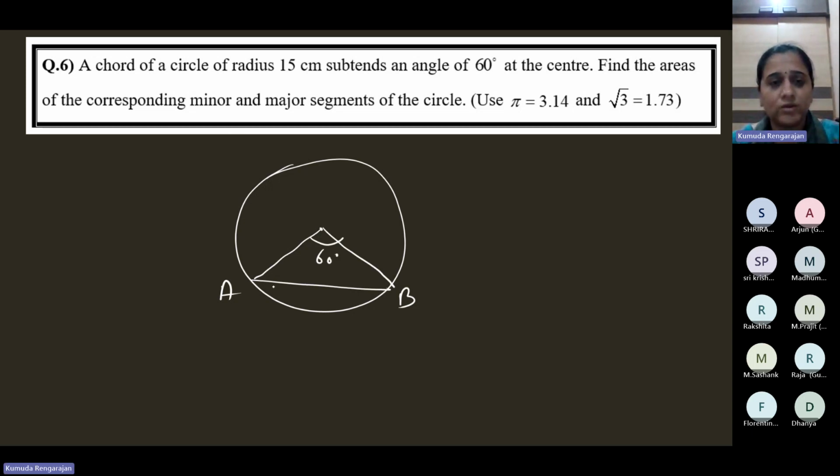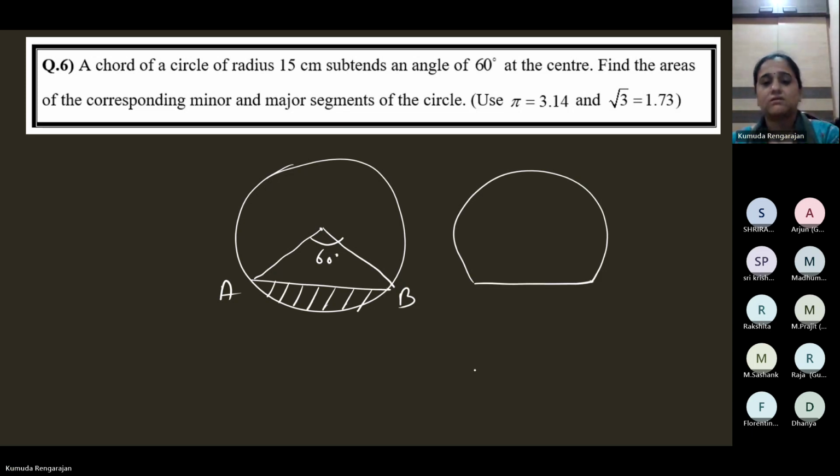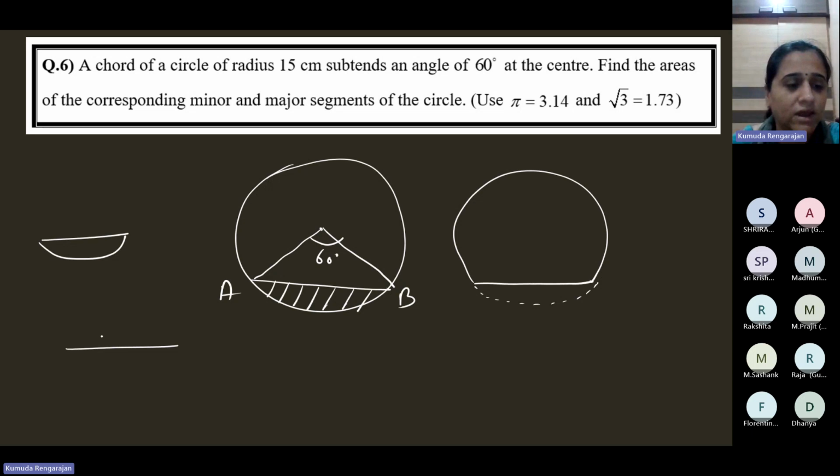So we need to find the area of this segment, which is the minor segment, and the area of this segment, which is the major segment. This is the minor segment. The rest of it is the major segment. Segment is a region bounded by a chord and an arc.